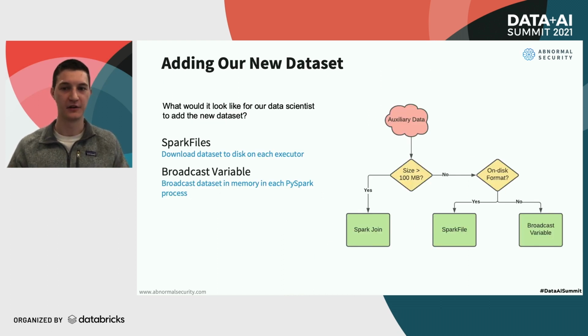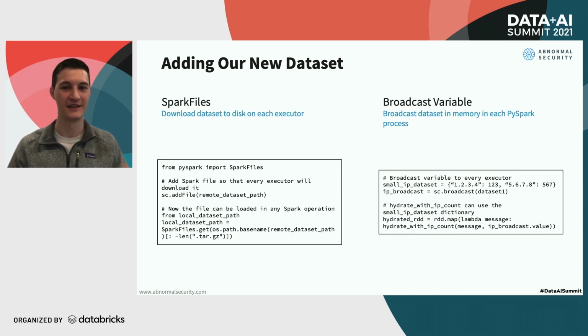So in Spark, there are a few different ways that you can add data sets to a Spark job. The first two that you see here, Spark files and broadcast variables, are two different flavors of making data available to the code, the logic in a Spark job. Spark files download data to disk on every executor. Broadcast variables make it available in memory. But the really important thing here is just that this is pretty simple to use. It's really just a few lines of code to add one of these kinds of variables to your Spark job. And so this is actually pretty reasonable to ask a data scientist to use when they're adding a new feature to the rescoring pipeline.